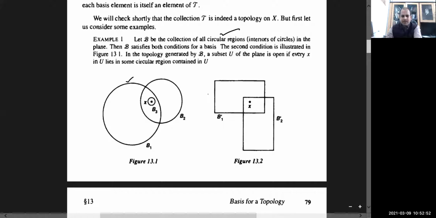You can see here that this one is a basis member and this one is a basis member, but when you take their intersection, it will be this whole portion, and this is not an open disk, or the interior of a circular region. So the intersection of basis members need not be a basis member again, but a union of basis members will be a member of the topology which it is going to generate. These are important observations you need to take care of.